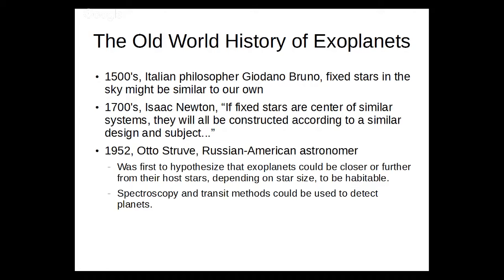And he also said that we could use methods like spectroscopy and transit methods, and we're going to talk about that in a second, that those methods could be used to detect planets. So little did Otto Struve know he was right in two different ideas that he had here. So that's pretty big.